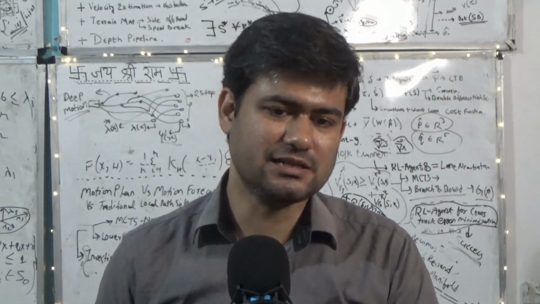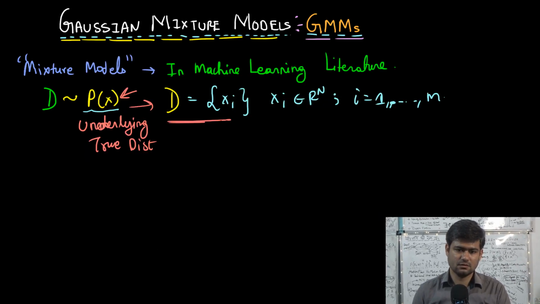So we have access to the data set, but we do not know the true density function or the distribution function that generated it. But since we have access to the data set, we can use this data to approximate this underlying true density function or distribution.